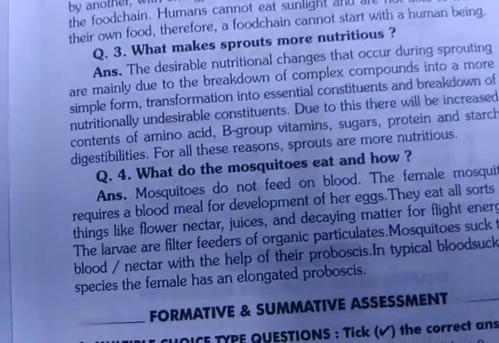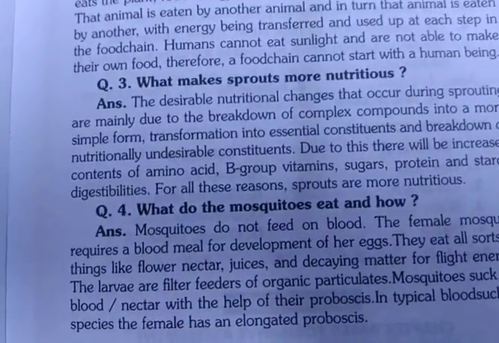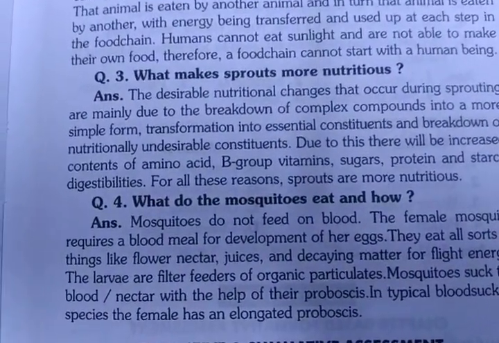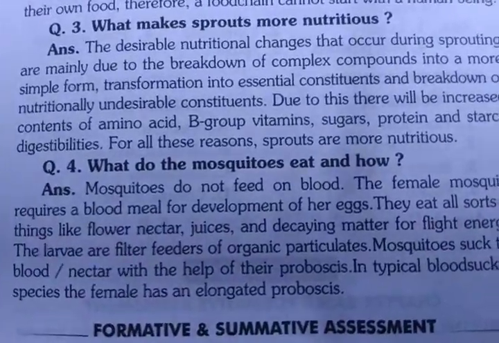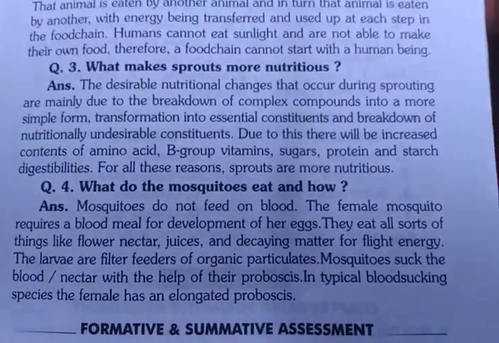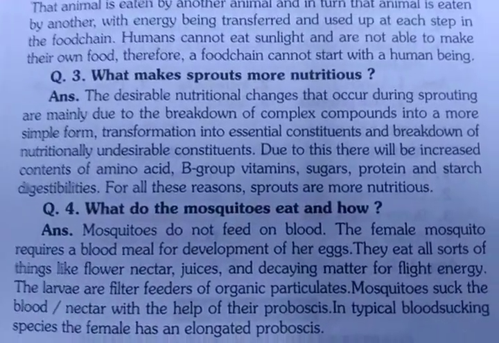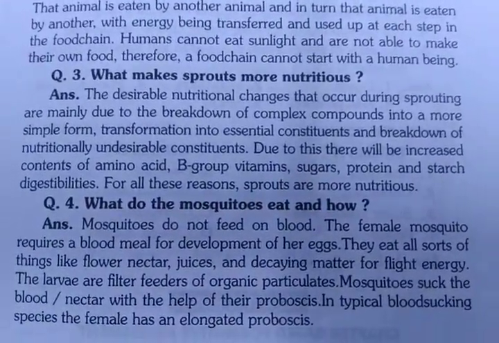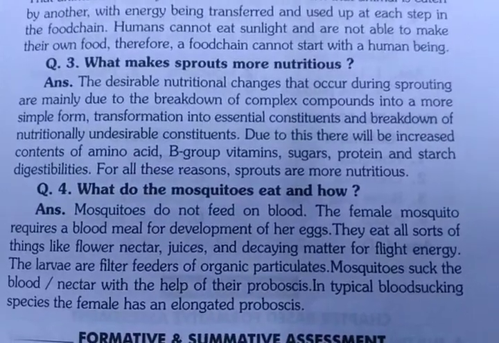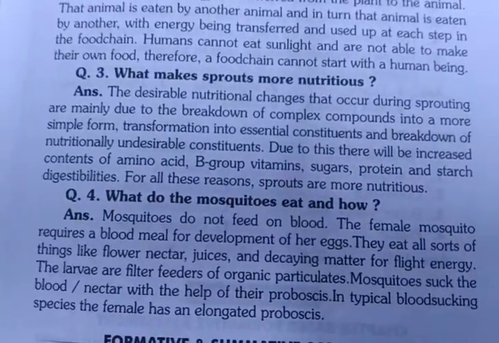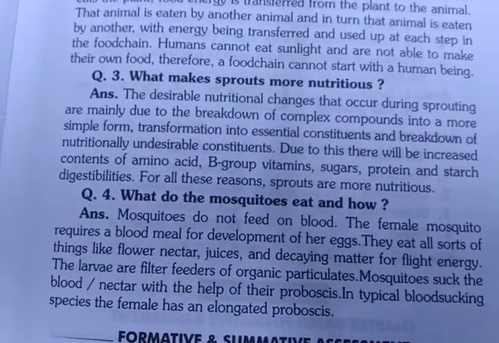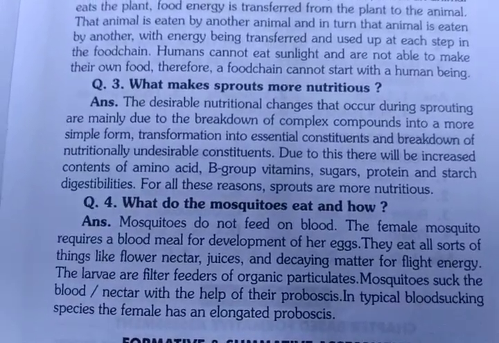We must eat sprouts. Last but not the least question, you can see here: what do mosquitoes eat and how? Have you ever thought, when mosquitoes sit on your body, what do they eat? Mosquitoes do not feed only on blood. The female mosquitoes require a blood meal for the development of her eggs. They eat all sorts of things like flower nectar, juices and decaying matter.